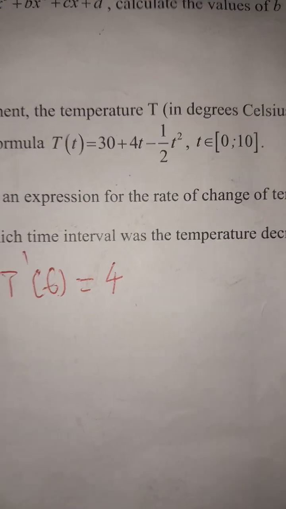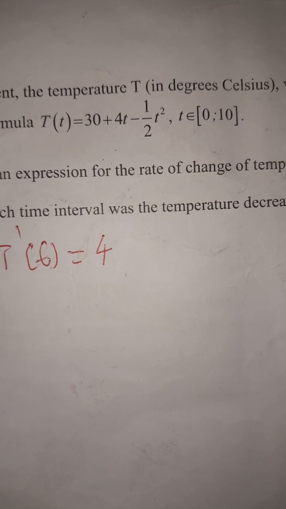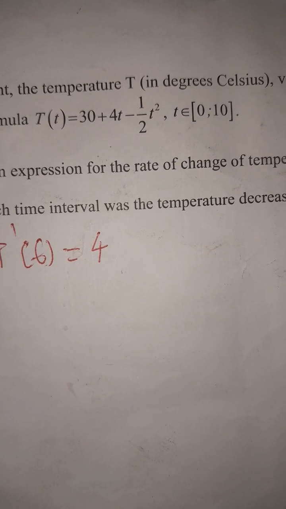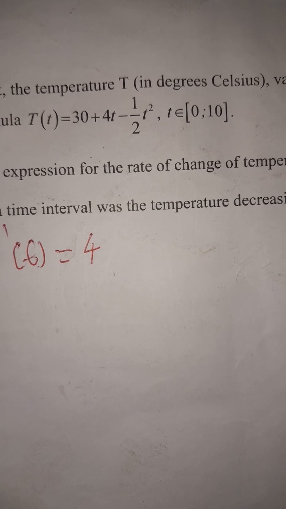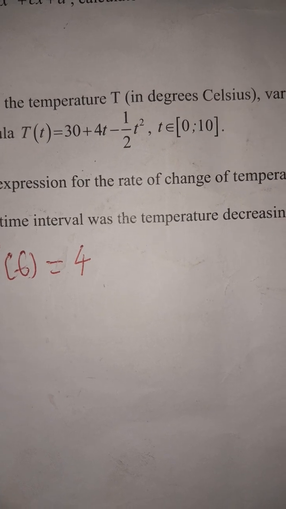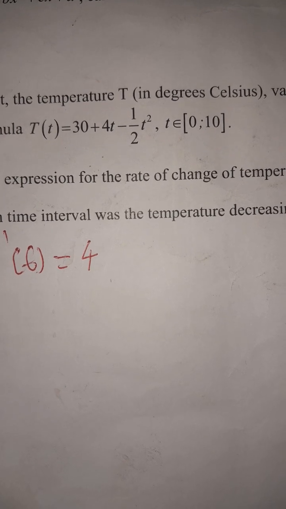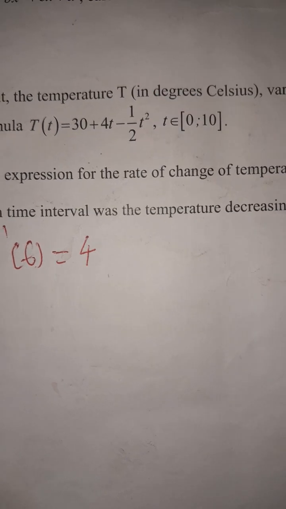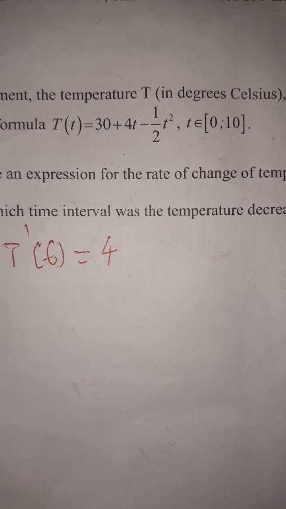Similarly, we're going to use the power rule. We're going to say negative half multiplied by 2. What are we having there? Negative half multiplied by 2 gives us definitely minus 1. That minus 1 times t is going to be minus t. Then remember that this power, you subtract it by 1. 2 minus 1 is going to be 1, and t to the power of 1 is t.